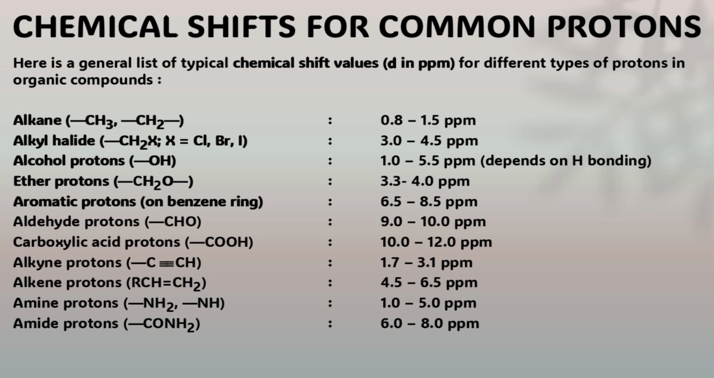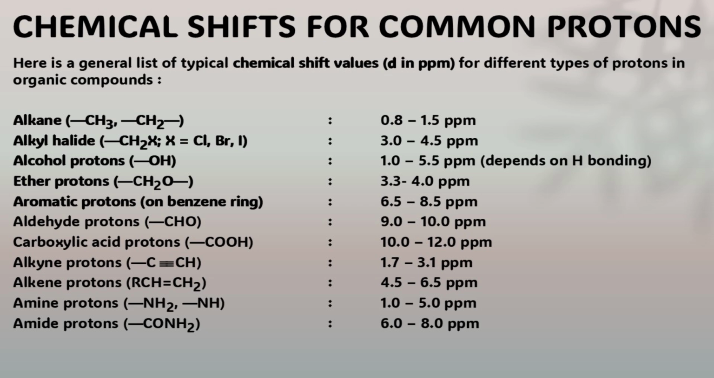The next question is question number 43. Make a list of chemical shifts for most common types of protons in organic compounds. The answer to this question is, here is a general list of typical chemical shift values, delta in ppm, for different types of protons in organic compounds. Alkane protons, CH3, CH2, 0.8 to 1.5 ppm. Alkyl halide protons, CH2X, where X can be Cl, Br, I, 3.0 to 4.5 ppm.